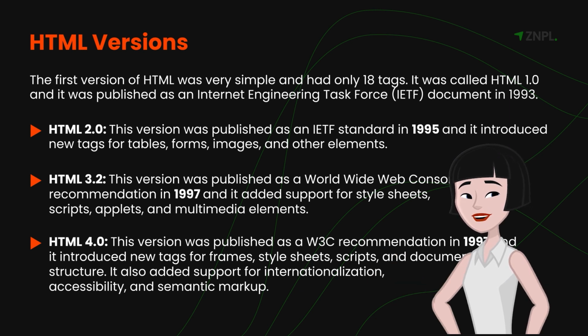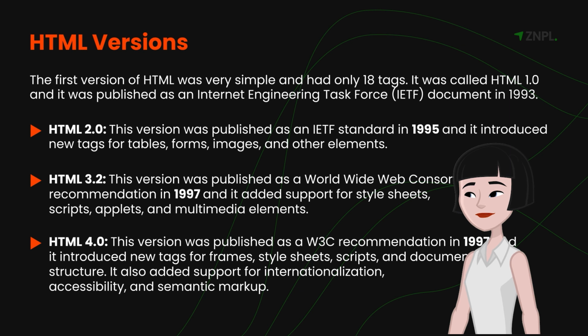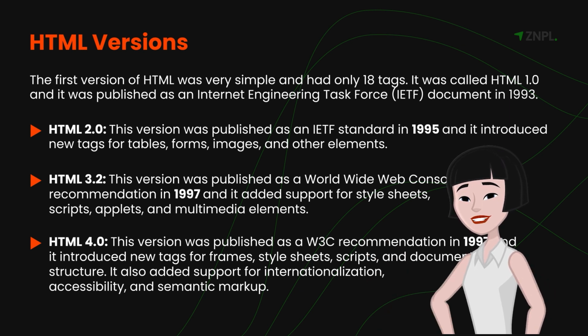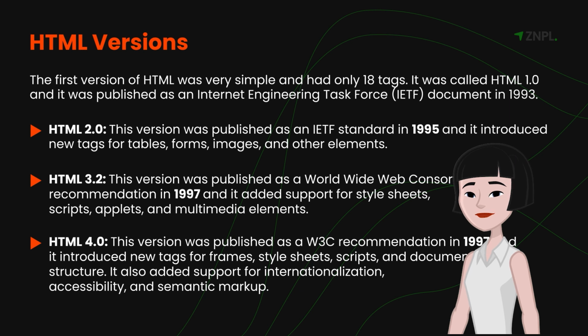HTML 2.0. This version was published as an IETF standard in 1995, and it introduced new tags for tables, forms, images, and other elements. HTML 3.2. This version was published as a World Wide Web Consortium (W3C) recommendation in 1997, and it added support for style sheets, scripts, applets, and multimedia elements.